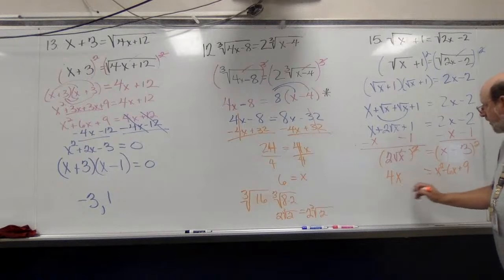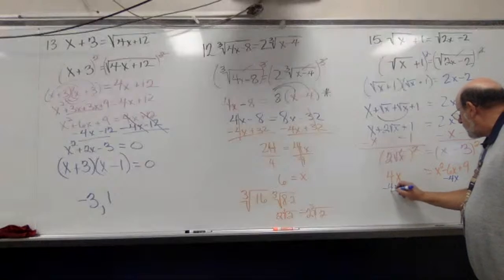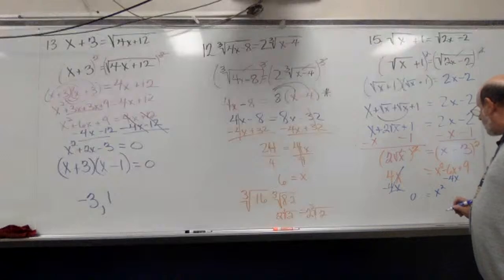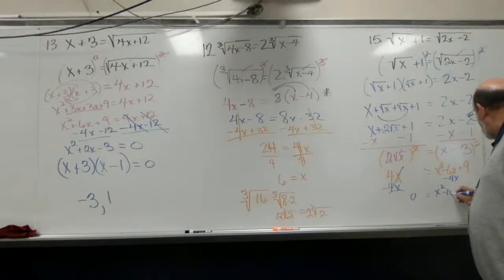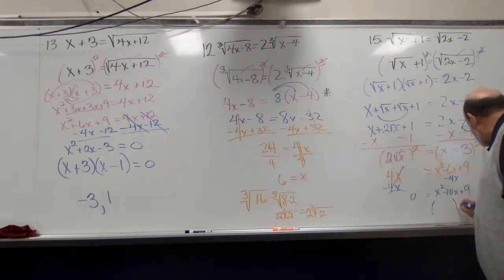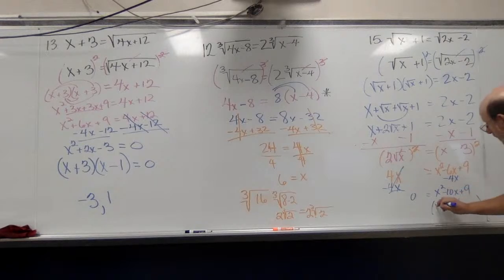I need to move this over here, so I'm just going to do this. And 0 is equal to x squared minus 10x plus 9. Now, I can factor this easily in my head. The 2 factors of 9 that add up to 10 are 9 and 1, but they need to be negative. So it's x minus 9 and x minus 1.